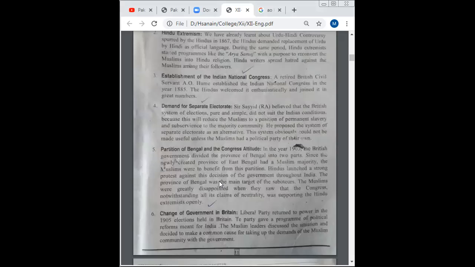And the third most important cause of the establishment of All India Muslim League is the Indian National Congress. Basically, Indian National Congress was established by a retired British officer whose name is A.O. Hume. He established it on 28th of December 1885.